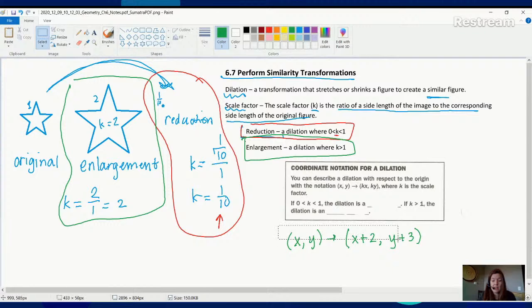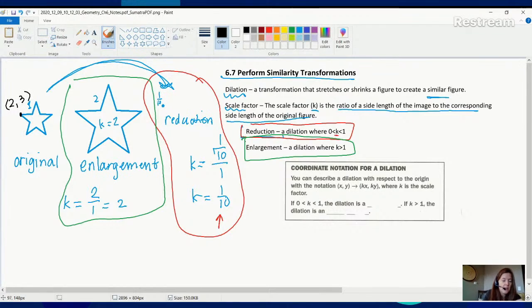So similar to that, we're going to talk about how we indicate a dilation. Dilations are actually really easy. It says you can describe a dilation with respect to the origin with the notation (x, y) goes to (k times x, k times y), where k is the scale factor. So in this notation, let's say this coordinate right there was 2, 3 on my coordinate plane. We weren't on a coordinate plane before, but now we are. So originally we were at 2, 3.